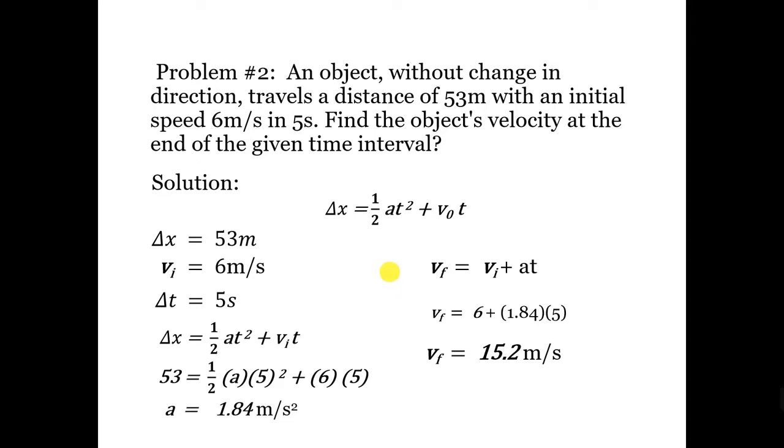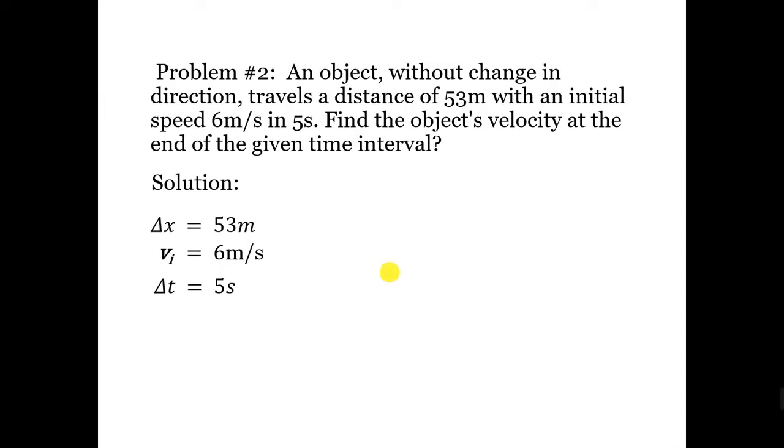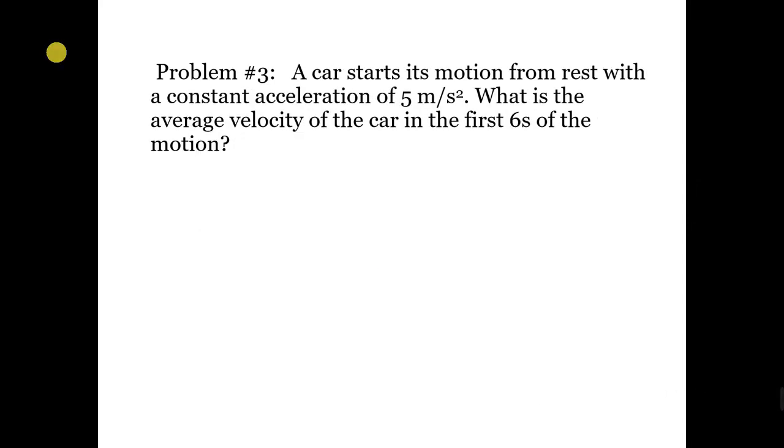However, we can use another method to solve this problem. Since we have two unknowns in the problem, acceleration and final velocity, and the motion is constant acceleration, one can use the total displacement formula. Now substitute all the given values to the formula and the result of the final velocity is equal to 15.2 meters per second, the same as the first method that we have used. Let us proceed to problem number 3.